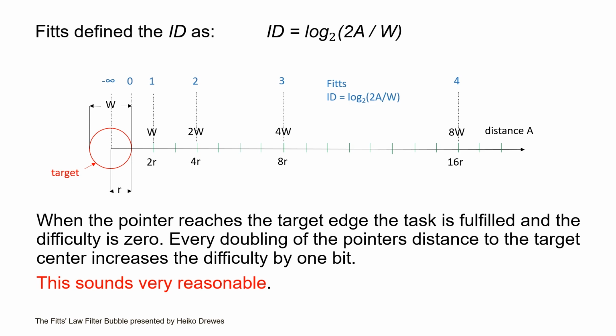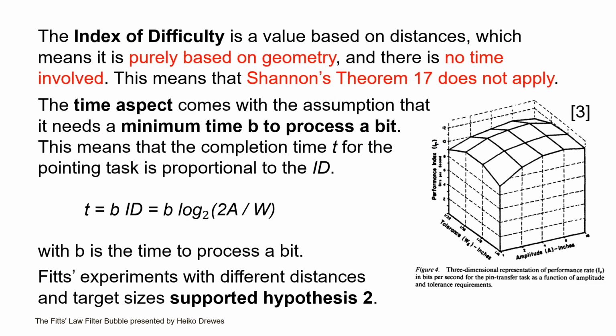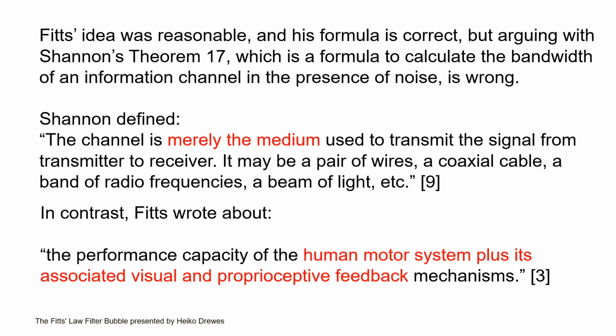This sounds very reasonable. The index of difficulty is a value based on distances, which means it's purely based on geometry and there's no time involved. The time aspect comes with the assumption that it needs a minimum time b to process a bit. The completion time t is b times the ID. Fitts' experiments with different distances and target sizes supported hypothesis 2. Fitts' idea was reasonable, and his formula is correct.